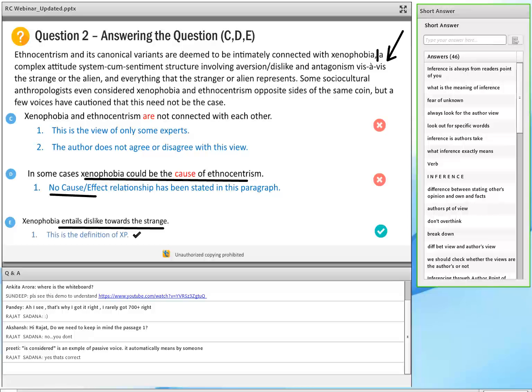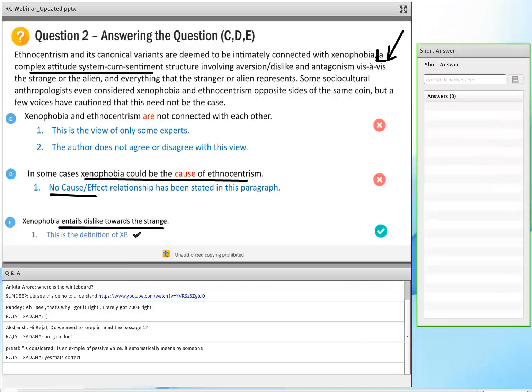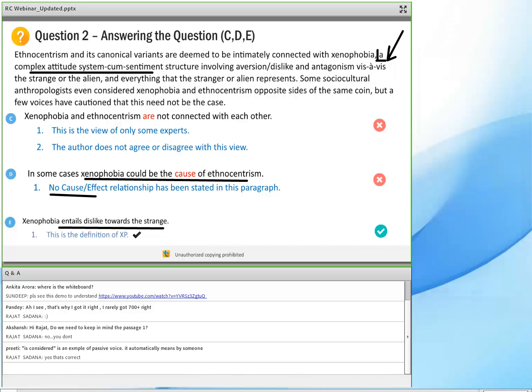Shashank says, how do we figure out that that's author's view? And he's talking about this piece over here. So Shashank, what do you do? Do you mind writing down your profession? If you can write it in the short answer pod over here, that would be very nice. You're an engineer. What kind of an engineer are you? A civil engineer. All right.